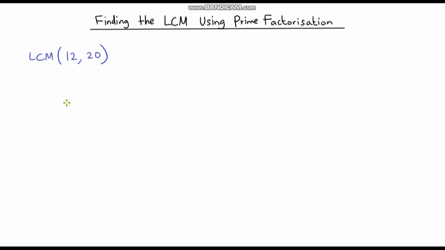Hello and welcome to a video on finding the lowest common multiple using prime factorization. Now in the previous video we looked at the lowest common multiple, but we used a listing strategy to identify it. So let's just do a quick recap of that.